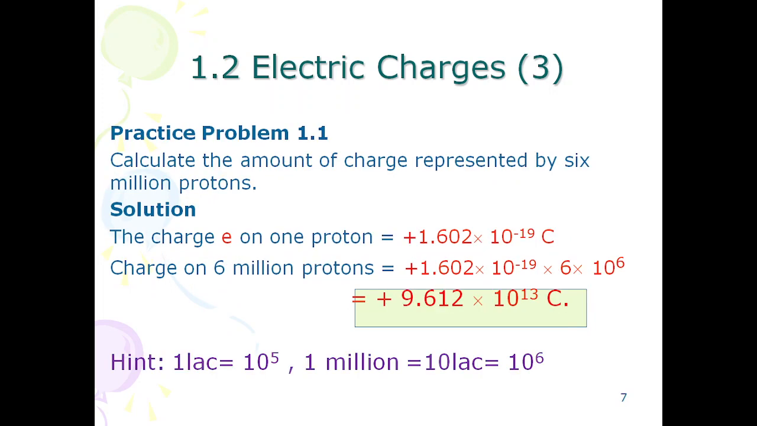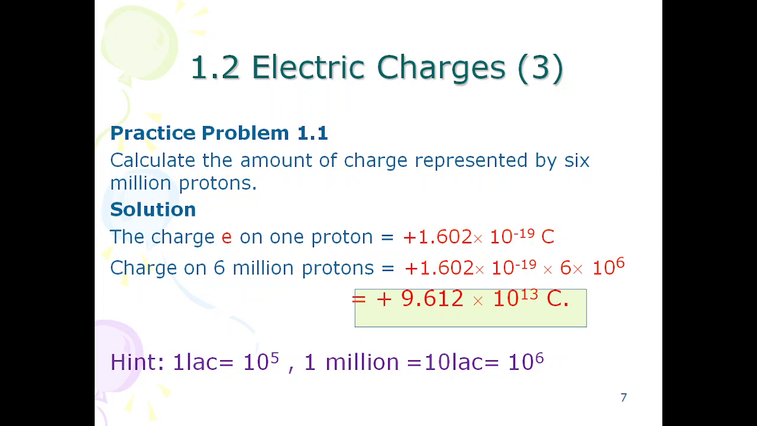Then we have to calculate the amount of charge on 6 million protons. We know that electron and proton have same charge, but sign is different, and we use a hint over here. 1 lakh is equal to 10 raised to 5, and 1 million is equal to 10 lakh. This means that 1 million is equal to 10 raised to 6.